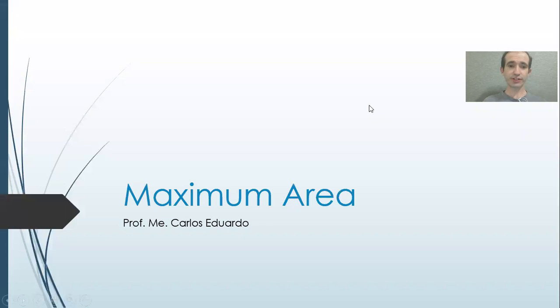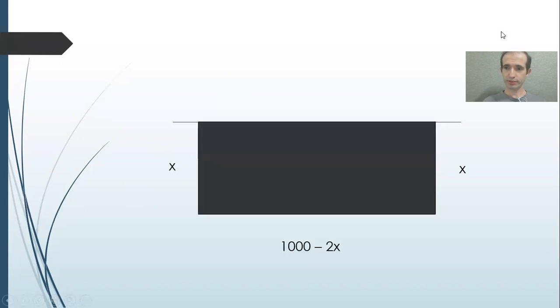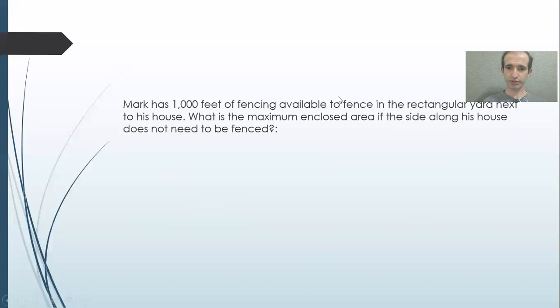Here we have our class theme, maximum area. Imagine the following situation. Here is our problem. Mark has 1,000 feet of fence available to fence in the rectangular yard next to his house. What is the maximum enclosed area if the side along his house does not need to be fenced?